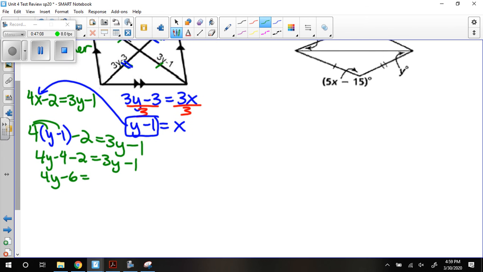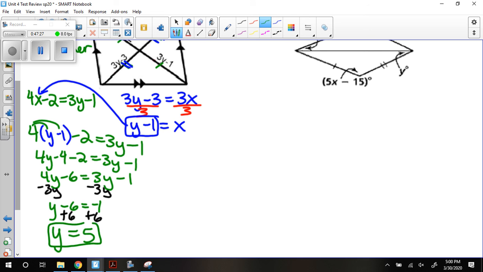4y minus 6 equals 3y minus 1. And then we can start solving. I'm going to subtract the 3y. So that leaves us with y minus 6 equals negative 1. And add the 6. So y is 5.